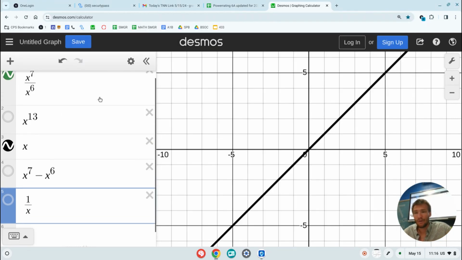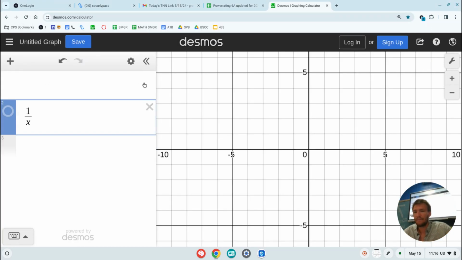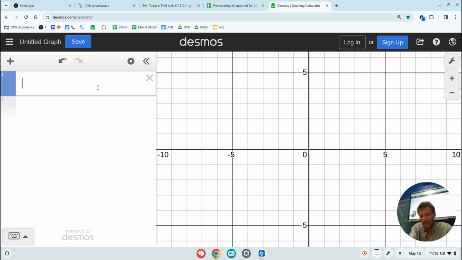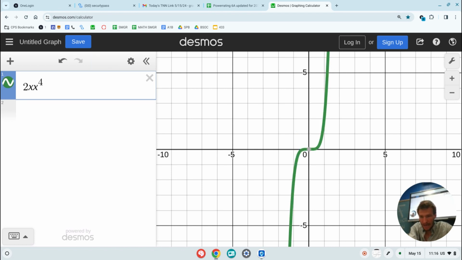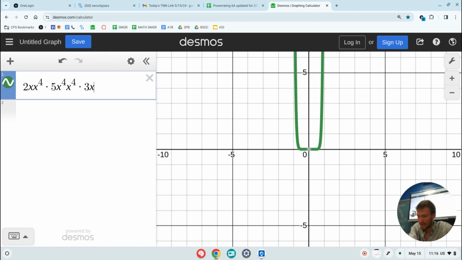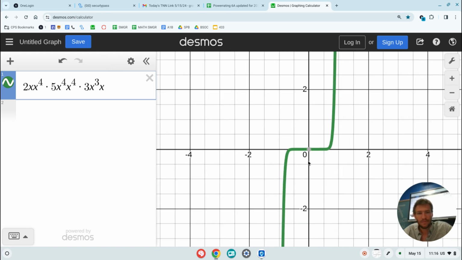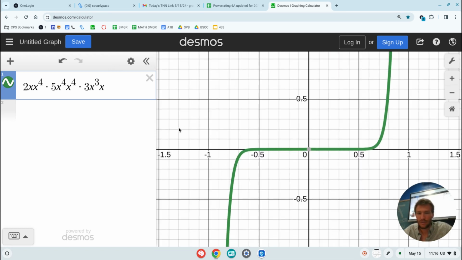So, yep, for number 4, just multiply them together, see what you get, and then try to find a match. 2x power 4, times 5x power 4, times 3x cubed. There's my shape. Again, it's a weird one. You might want to zoom in a little bit and then try to find the perfect match.